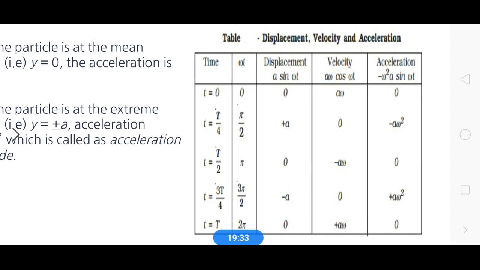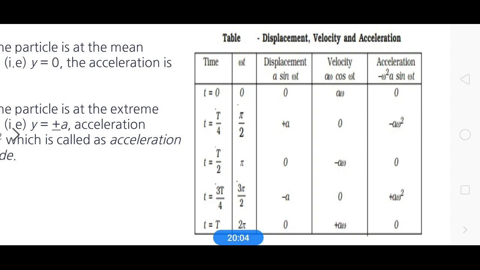Minus means at time t is equal to T by 4, the particle is at the extreme position. So at the extreme position the velocity will be 0 and the displacement and acceleration become maximum. Y is equal to A and the acceleration is minus A omega square. So again at t is equal to T by 2, the particle is at the mean position. Again we got the values as 0, minus A omega, 0.